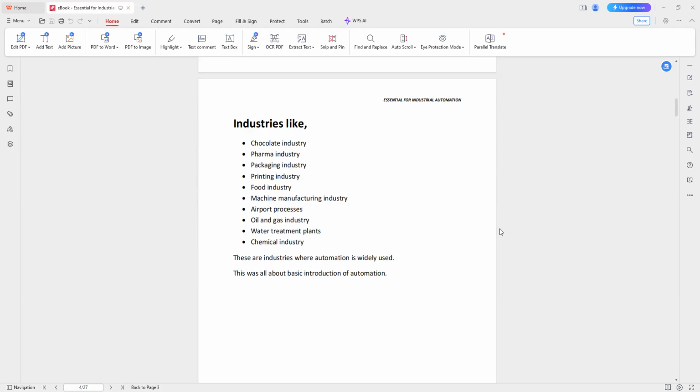Let me give you some examples. The chocolate industry, right? Chocolate means chocolate making companies, making different kinds of chocolates. They have big plants in different cities or different countries. They are using PLCs, HMI, and SCADA very extensively. All these industries are using PLC, HMI, and SCADA very extensively.